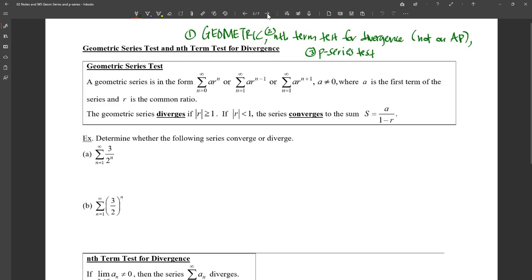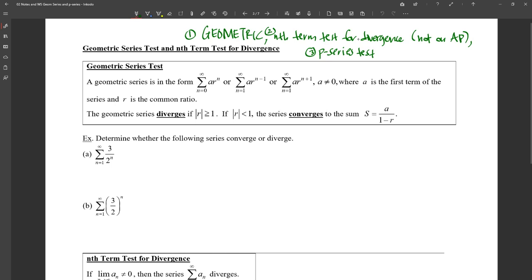All right, so in summary, what that means for the geometric test is this: if you know that it is a geometric series. Now, how do I know it's a geometric series? I can memorize these formulas, where this is what a geometric series looks like: A R to the n, or A R to the n minus 1, or A R to the n plus 1. And this can be a little deceiving because it doesn't look exactly like this.